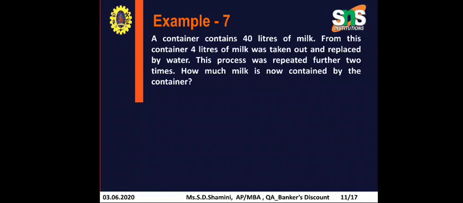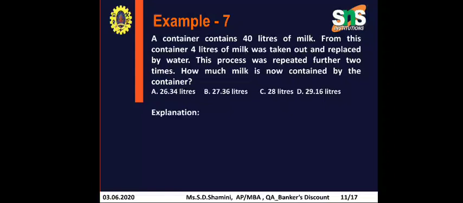A container contains 40 liters of milk. From this container, 4 liters of milk was taken out and replaced by water. This process was repeated a further 2 times. How much milk is now contained by the container? The options are 26.34, 27.36, 28 liters, 29.16.